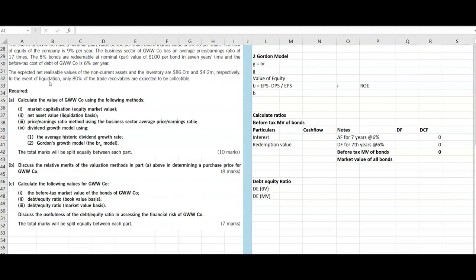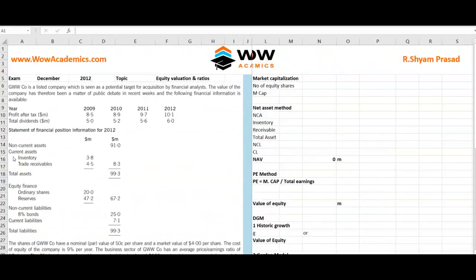This question will summarize all the small ratios that we have calculated for equity valuation. So we'll start from the question. We'll read the question entirely and then we will start to work out the ratios.